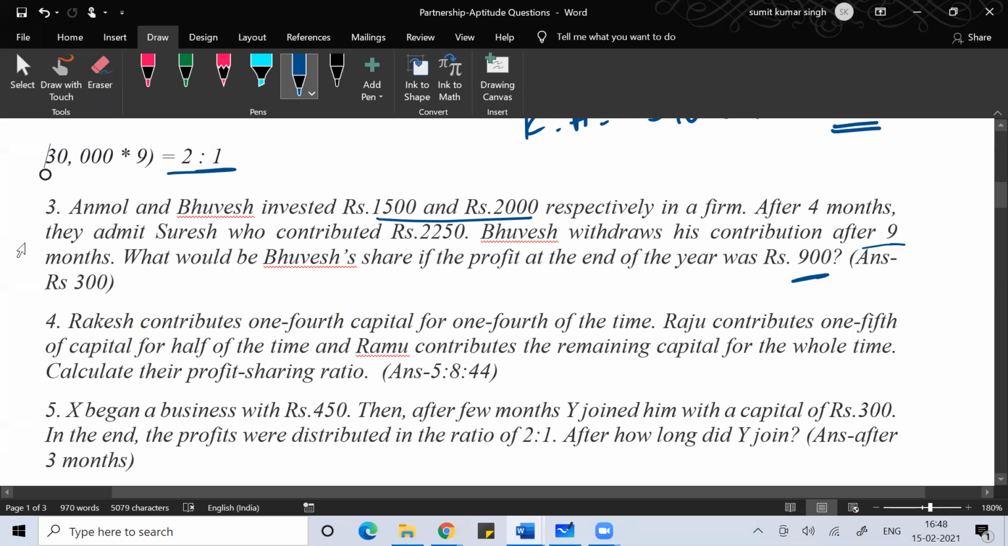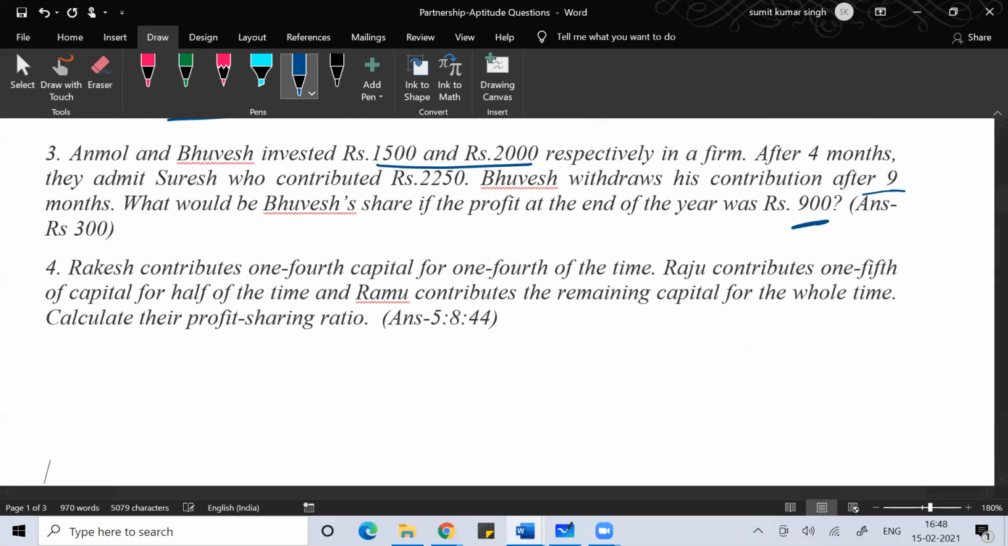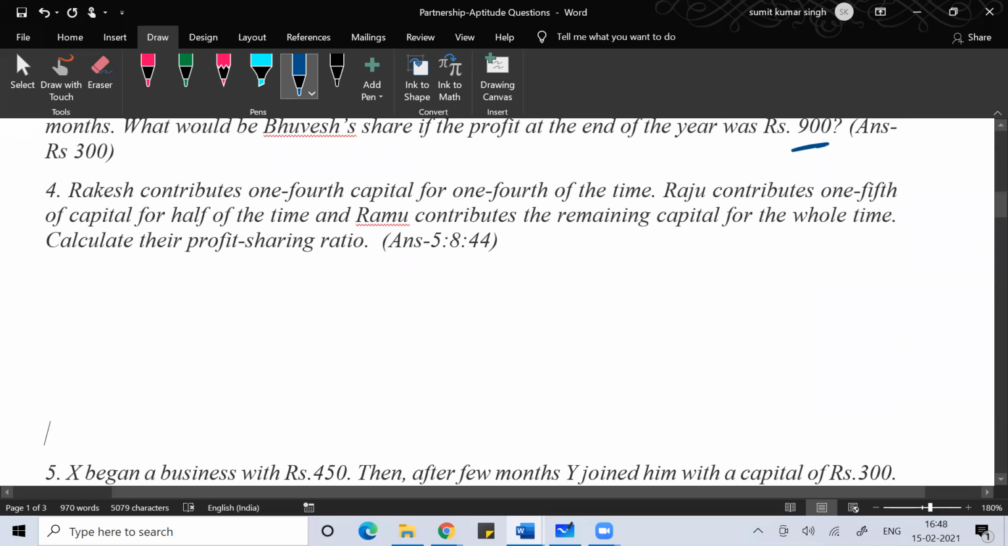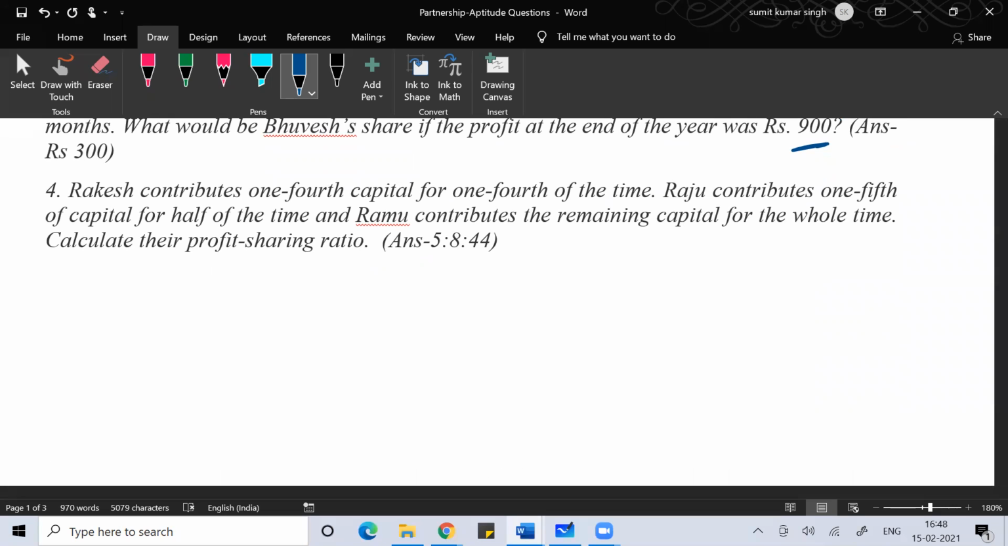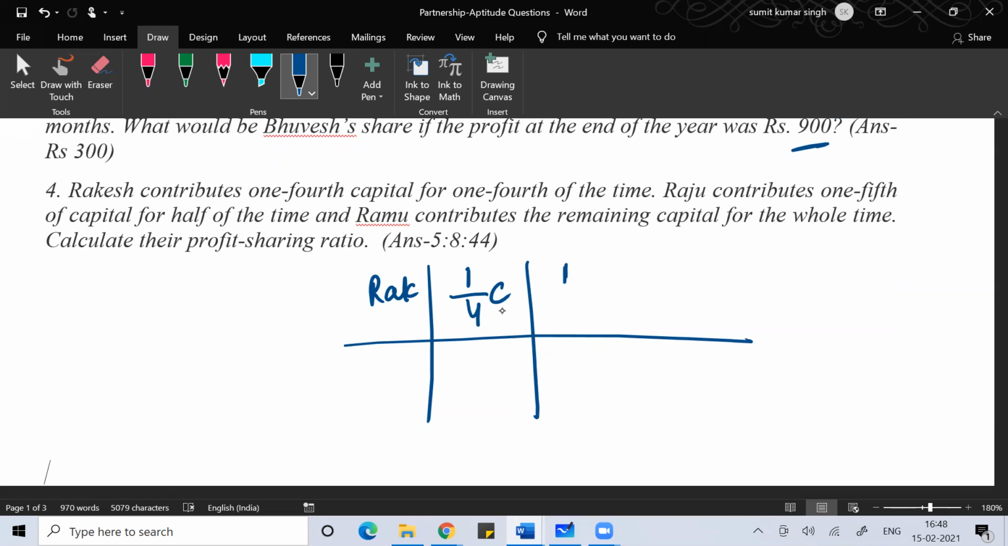So simple problem, not at all difficult. Partnership is not at all a difficult concept. The same kind of concept you can keep repeating to get the answer. Whenever we talk about profit sharing, it's done in the ratio of how much money you're putting into the business, how long you're putting that money in, and the nature of involvement in the business. Like here you see Rakesh. Rakesh has contributed 1/4 of the capital for 1/4 of the time. So this is CT by 16. It's a compound ratio.